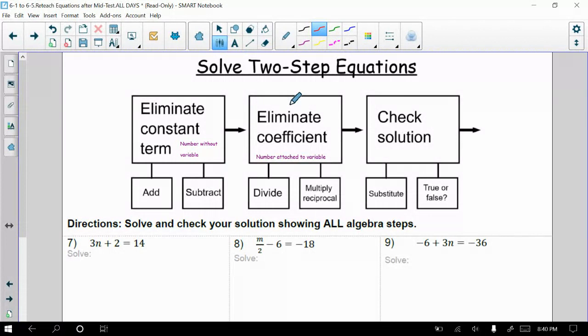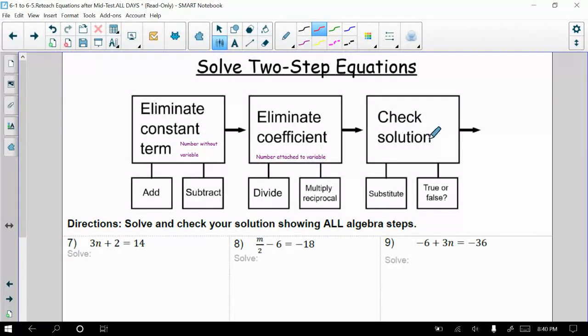Then we have to eliminate the coefficient. Well, the coefficient is the number attached to the variable. It is either with multiplication or division. Remember, a fraction is division. So that means you must either divide if it's multiplication or multiply by the reciprocal, okay? Because this m is really like a half m if it's m over 2.